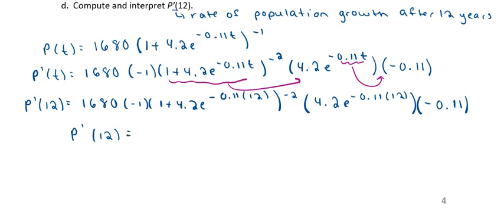You should get p prime of 12 is about 46. So what does this mean? This means that in January of 2022, the population of mountain lions is increasing at a rate of 46 lions per year. So remember, we were looking at p of 12, so 12 years later, that would be January 2022, and our population is changing at a rate of 46. So this would be an increase of 46 lions per year.